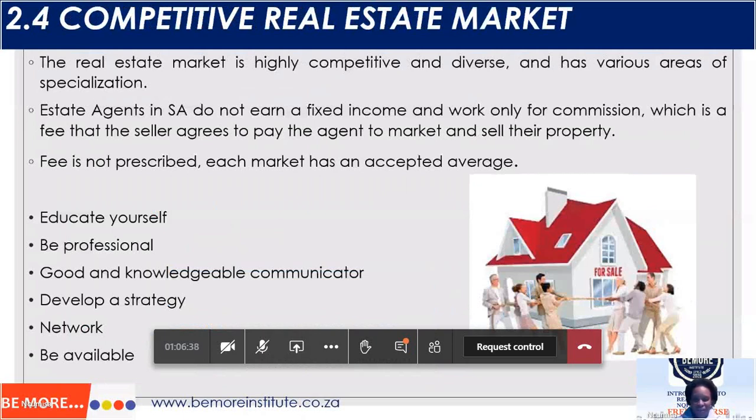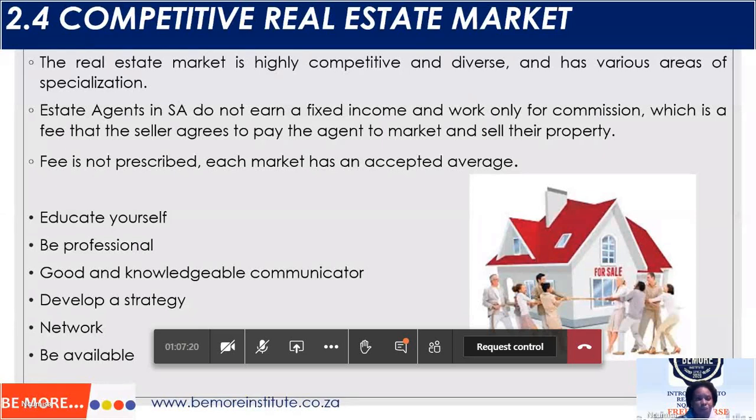So basically, if you are in this environment, not necessarily as a real estate agent, but as anyone who's in the market, you must understand that this is a very competitive environment. This tug of war is not only happening to the estate agents, but it could be the home buyers, the sellers, or property investors. So you need to understand that this happens.